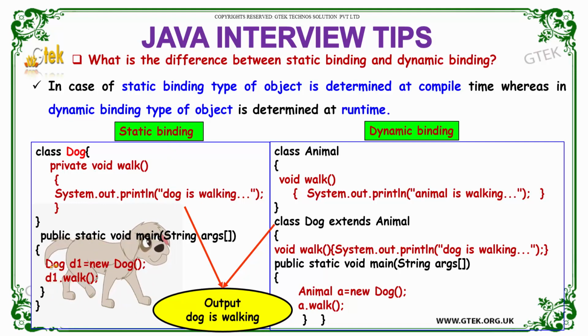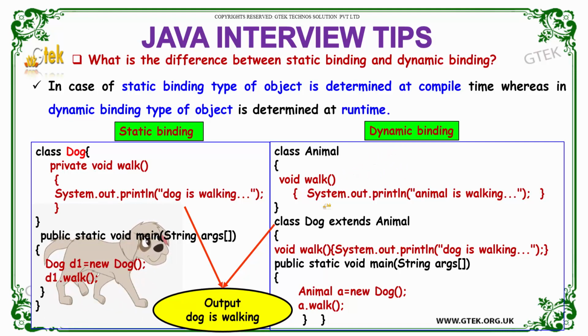Here in our main, we are creating an object d1 of the type dog, and we are invoking the method walk using the object d1. So d1.walk will invoke the method over here, and the output will be dog is walking. And this is realized by the compiler that d1.walk will execute the statement during the compile time itself.